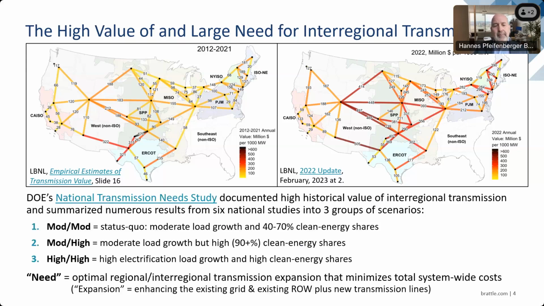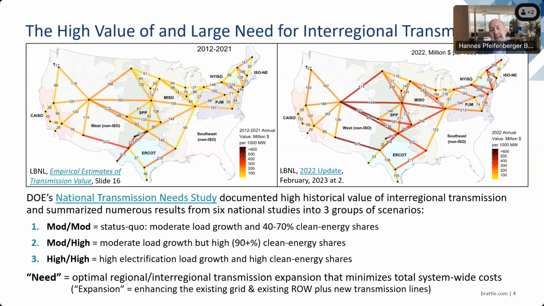And last year, DOE issued its National Transmission Needs Study, where they document and summarize results from half a dozen national studies with many scenarios and sensitivities. They looked at all these studies, which explore a status quo scenario with moderate load growth and moderate shares of clean energy. Some look at moderate load growth but a very high share of clean energy, like 90+%. And some scenarios have high load growth, say electrification, and high clean energy shares.